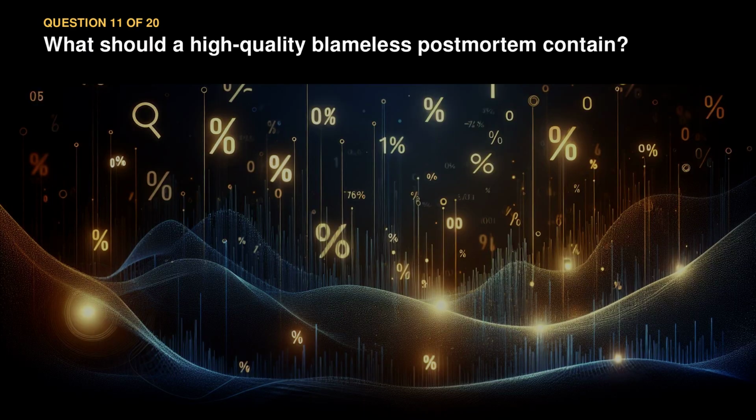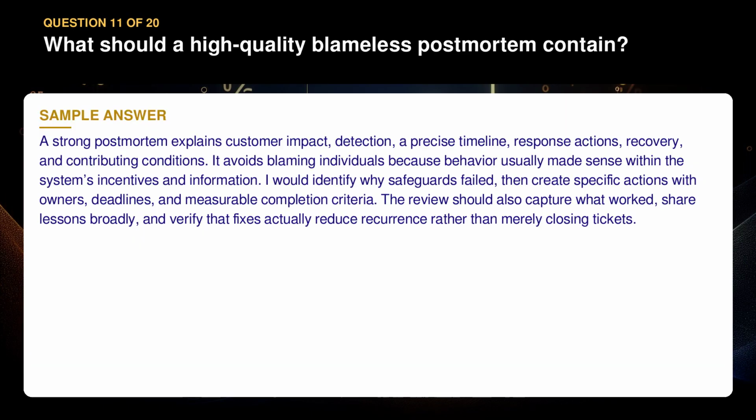Question 11. What should a high-quality blameless postmortem contain? A strong postmortem explains customer impact, detection, a precise timeline, response actions, recovery, and contributing conditions. It avoids blaming individuals because behavior usually made sense within the system's incentives and information. I would identify why safeguards failed, then create specific actions with owners, deadlines, and measurable completion criteria.